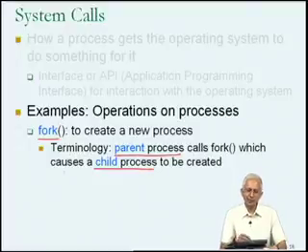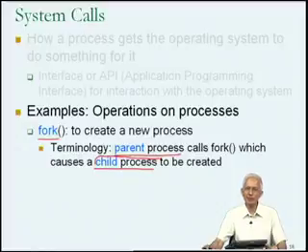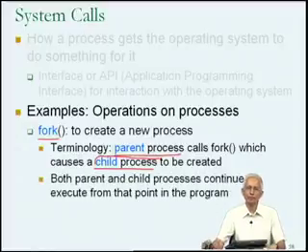So in this particular example, the parent process calls fork, which is a request to the operating system to create a new process, and the new process which comes into existence is the child process. So a single parent process can have multiple child processes. Any child process will have only one parent process, which is the process that caused it to come into existence. So fork is an important system call.